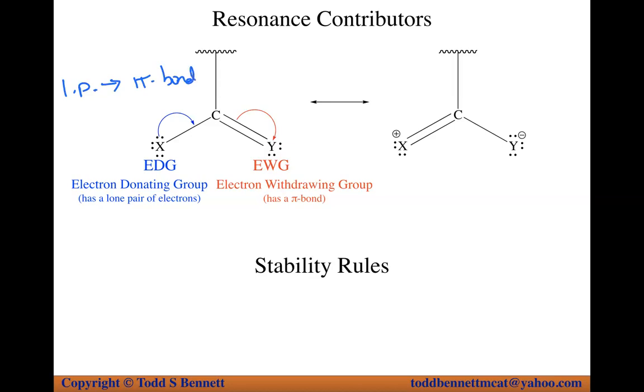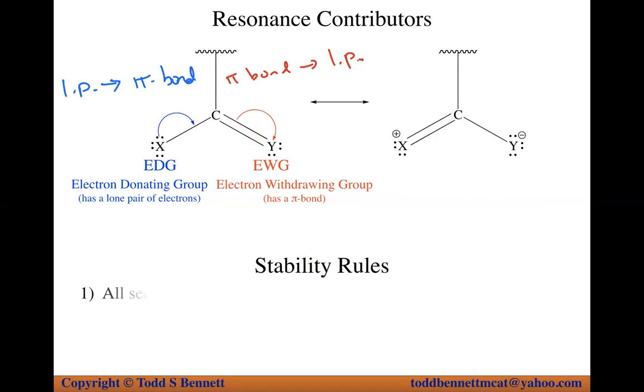On the electron withdrawing side, a pi bond turned into a lone pair. Okay, so we're good on this. Now it's time to consider which of these two resonance contributors is more stable.